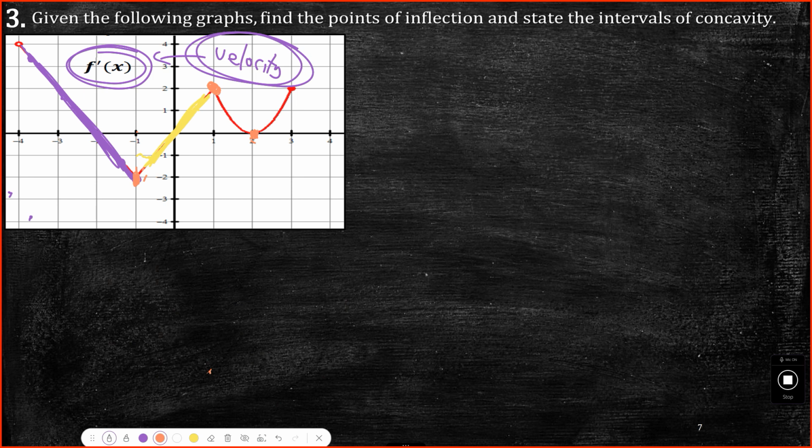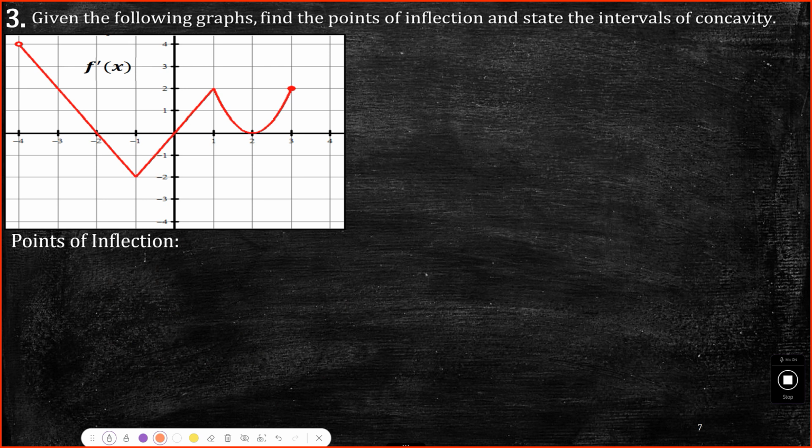So given the following graphs, find the points of inflection and state the intervals of concavity. The points of inflection would be wherever it changes direction. So points of inflection would be x equals what? Negative 1? x equals what? 1, and x equal to what? x equal to 2.